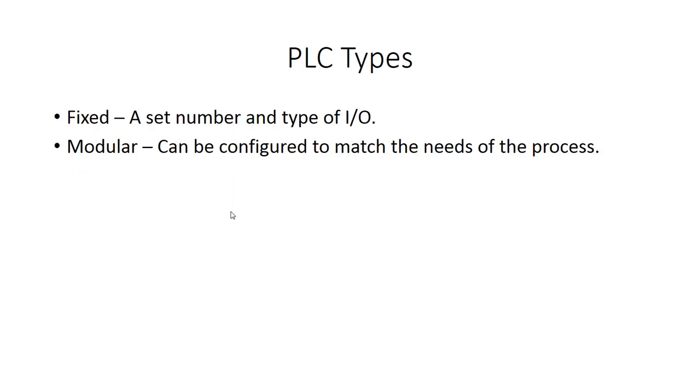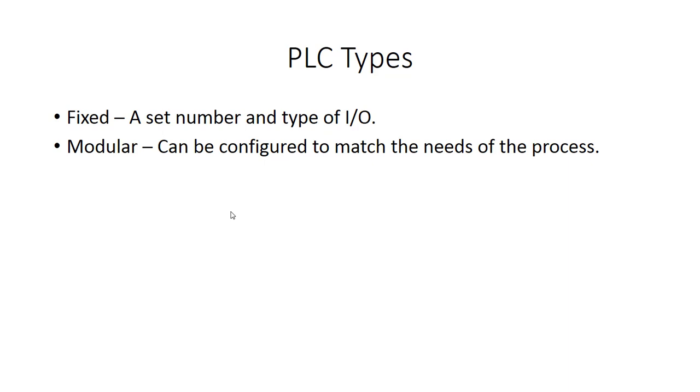There's different types of PLC types. There's fixed, and this has a set number and type of I/O. And this might include programmable relay. So a programmable relay might have 4 inputs and 4 outputs. A programmable relay might do some basic timing and counting, something real simple.